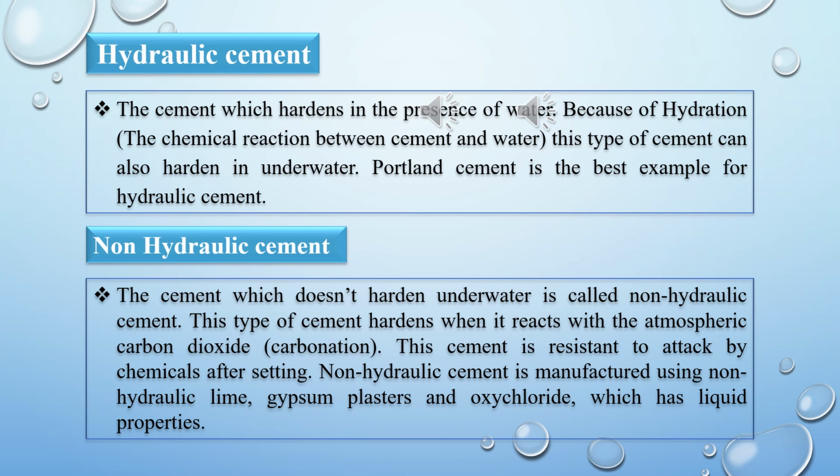This non-hydraulic cement is resistant to attack of different chemicals after setting. This non-hydraulic cement is manufactured by using non-hydraulic lime, gypsum plasters and oxychlorides. These three have liquid properties. So students, these were the two definitions of hydraulic and non-hydraulic cements. One by one we have explained.